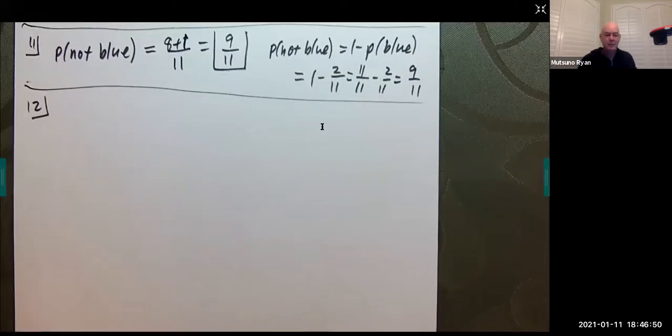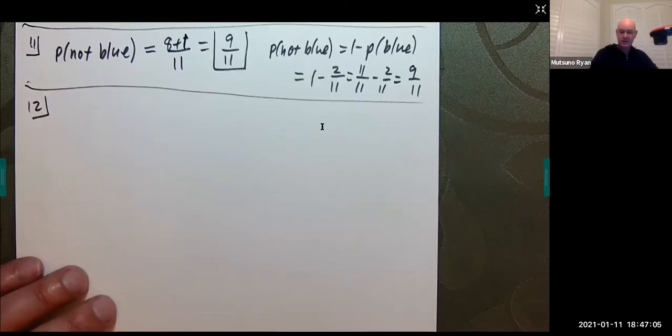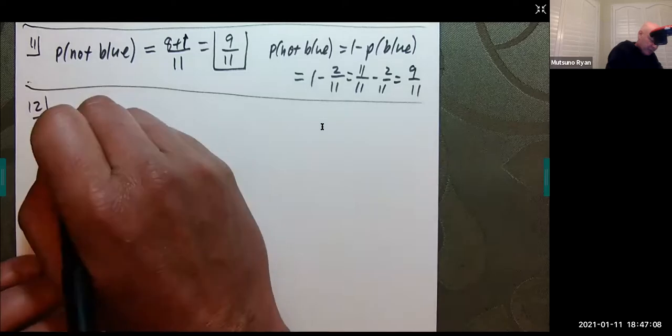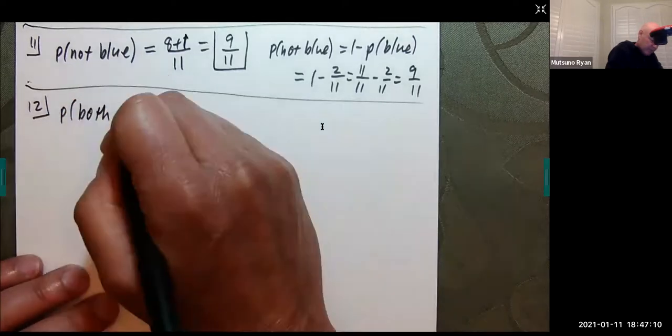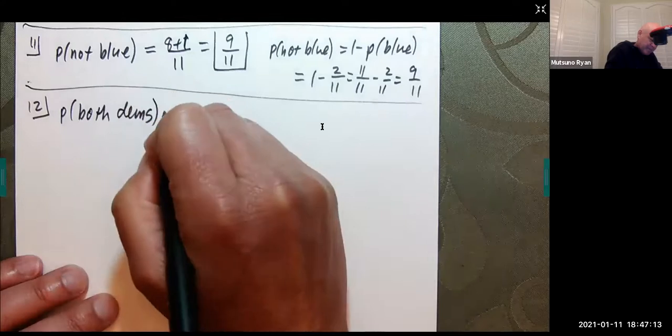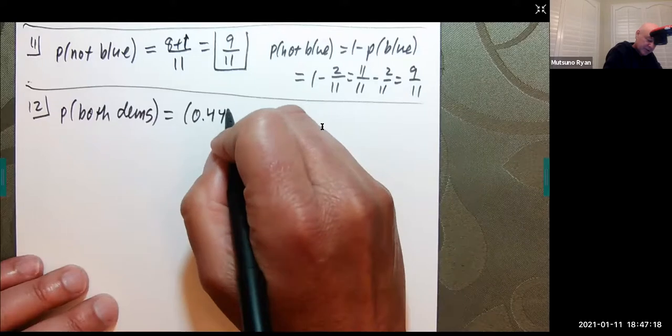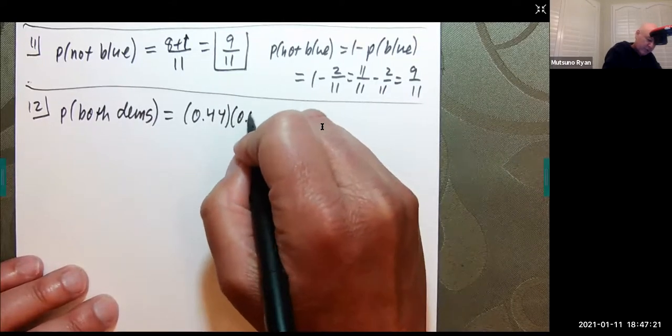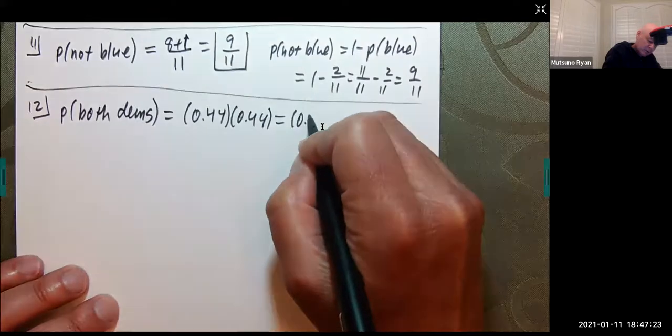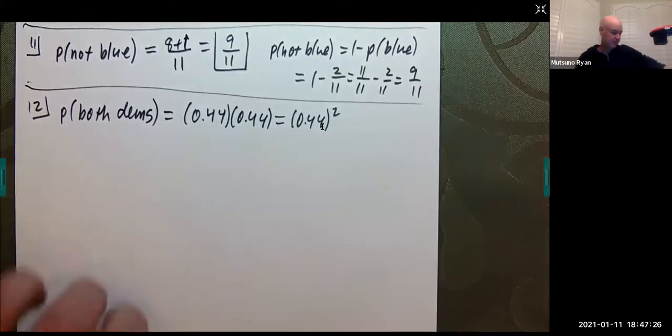Number 12. In one town, 44% of all voters are Democrats. If 2 voters are randomly selected for a survey, find the probability that they are both Democrats. Round to the nearest thousandth if necessary. So this one, they're telling us to round to the nearest thousandth. Well, the probability of both Democrats doesn't change for each random selection. So it's 0.44 times 0.44. And if you want to be cool, we just say 0.44 squared.